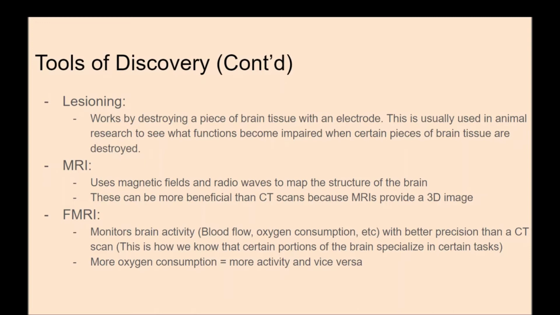Then there's the fMRI, which monitors brain activity, including things like blood flow, oxygen consumption, etc., with better precision than a CT scan. This is how we know that certain portions of the brain specialize in certain tasks, because more oxygen consumption equals more activity in an area.